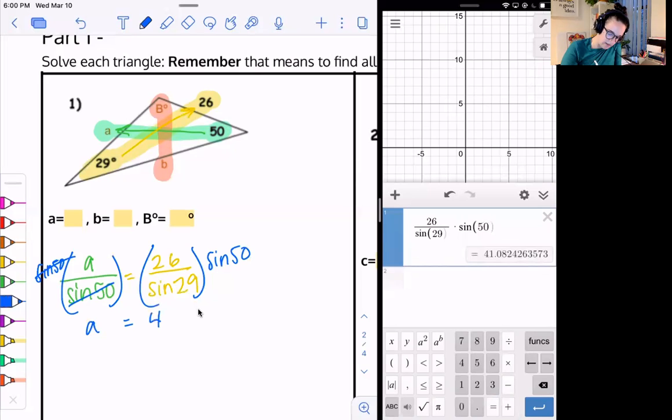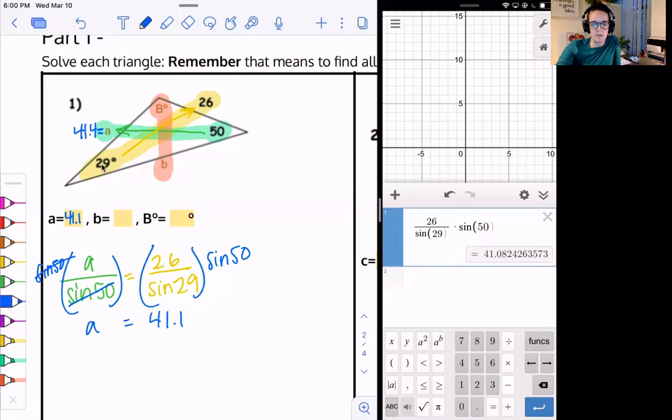I get 41.1, right? So 41.1, that's my A. I'm going to put it right here, 41.1. I'm going to put it on my drawing. So A equals 41.1, just like that. So now I have my green pair, I have my yellow pair. Now I'm going to work on my red pair here, right?